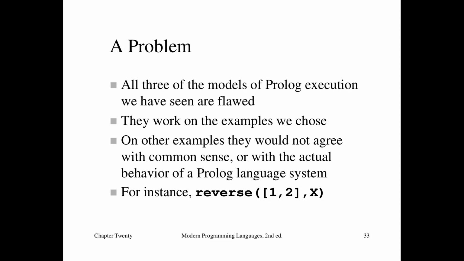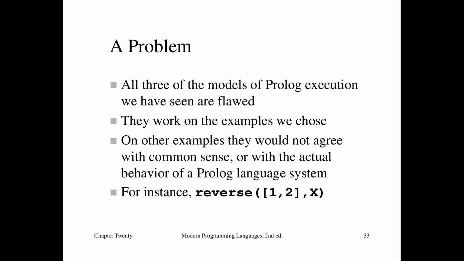Regardless of how we think about this, each one of these approaches of thinking about the Prolog execution is flawed, right? The first one had issues with, I think, substitution. The second one had issues with, I can't remember off the top of my head. And then the third one had the issues that we just saw with the infinite proof tree. So the interesting thing about this is they work on the particular examples that we selected, but on some other examples, they would not agree with common sense or with the actual behavior of the Prolog language system.